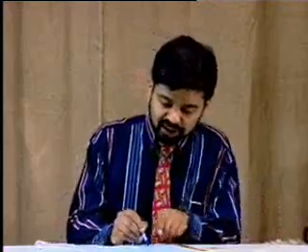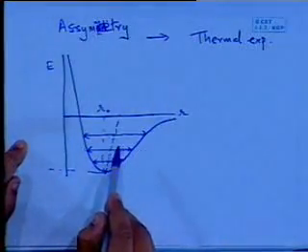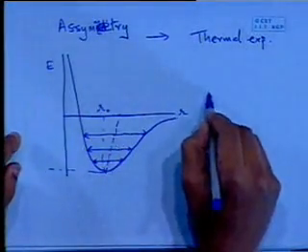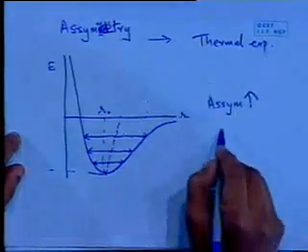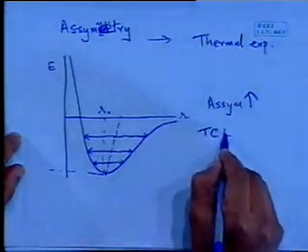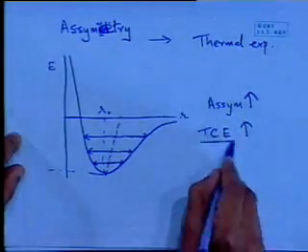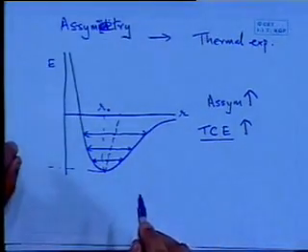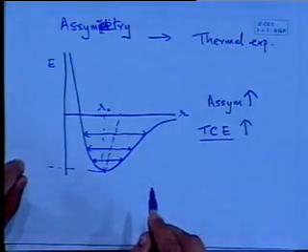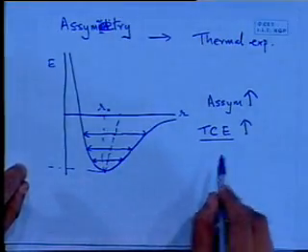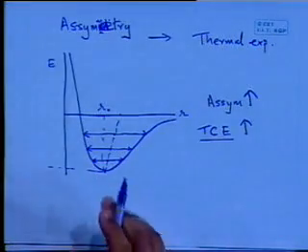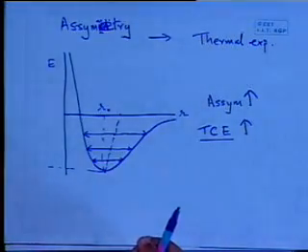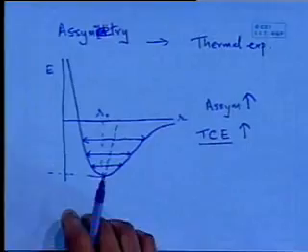And the larger is this asymmetry, the larger, if you increase the asymmetry, the thermal coefficient of expansion increases. TCE refers to thermal coefficient of expansion. Okay? So the more the symmetry, the smaller is the tendency to expand with temperature, the larger the asymmetry, the larger the tendency to expand.